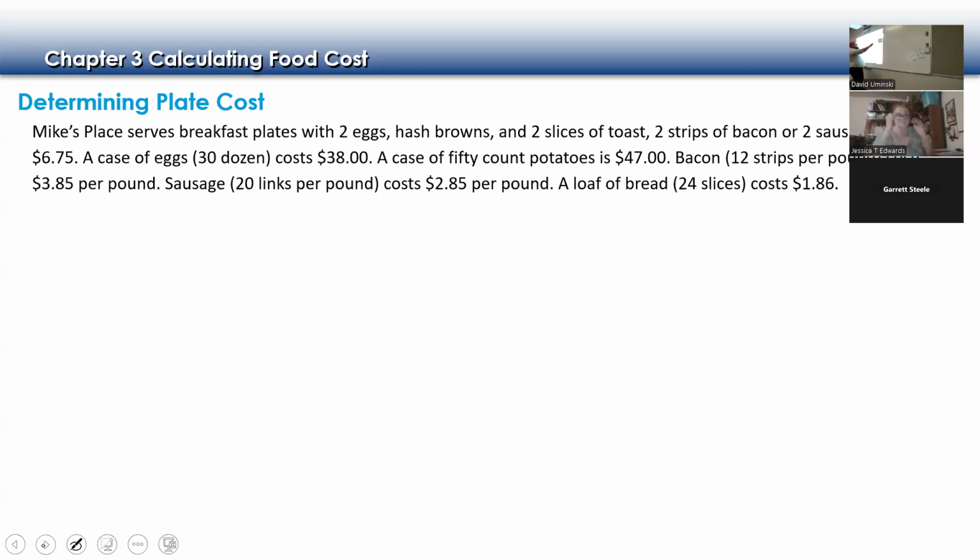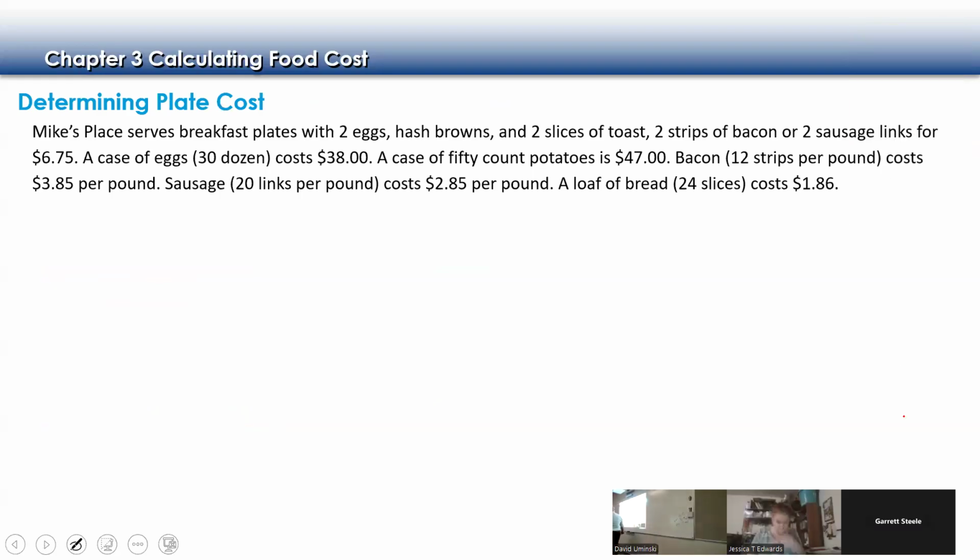All right. Let's see how far we get in 5 minutes with this. Okay. So we've got a breakfast plate with 2 eggs, 2 hash browns, 2 slices of toast, 2 strips of bacon, or 2 sausage links. So this is my standard recipe for a breakfast plate.